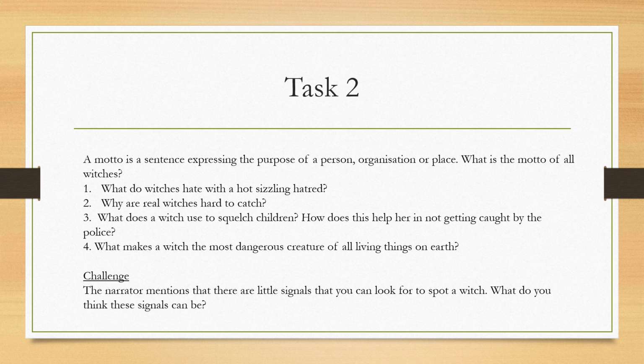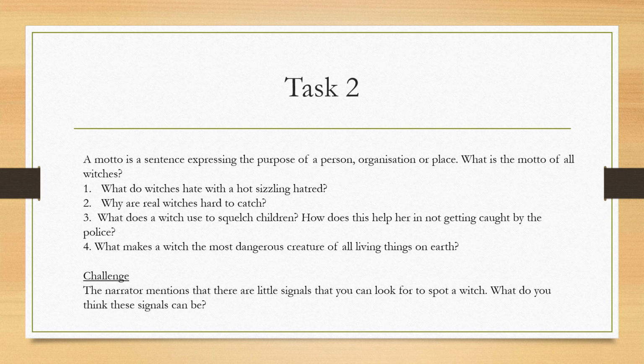Question 4. What makes a witch the most dangerous creature of all living things on earth? So that key phrase there in the question again, dangerous creature. Go back to the video, listen through, and when you see that phrase, press pause and it will help you find the answer. Then finally, we've got a little challenge.